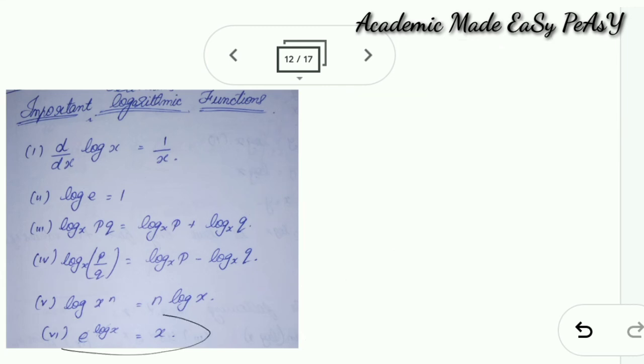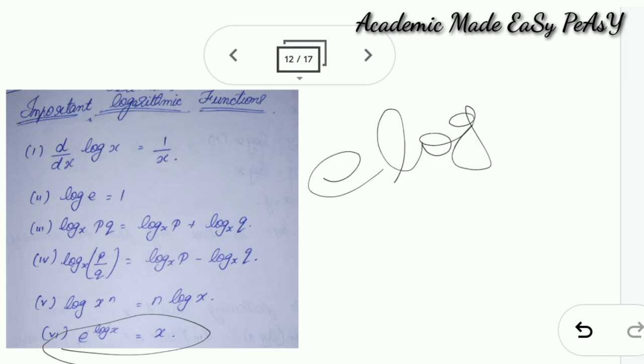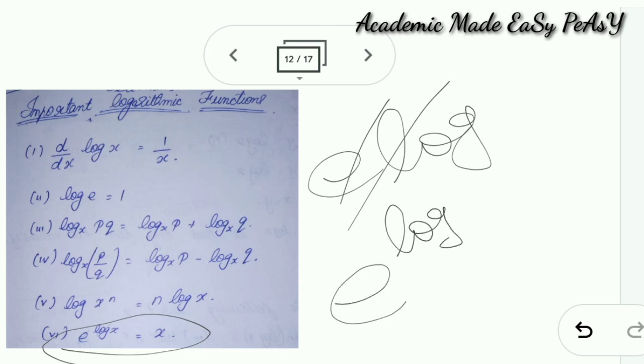Next, e power log x. I said no, e and log, if they are together, these two will get cancelled. Even if it is in power, it will get cancelled. So only x is remaining. That's it.